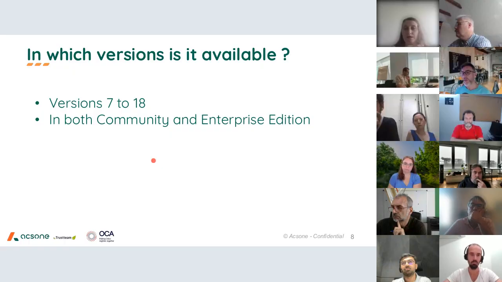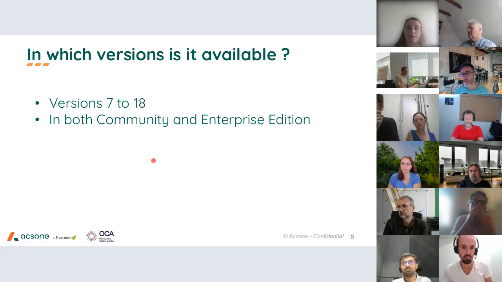In which version is it available? So the MIS Builder module is available from version 7 to 18, and this is in both Community and Enterprise edition.